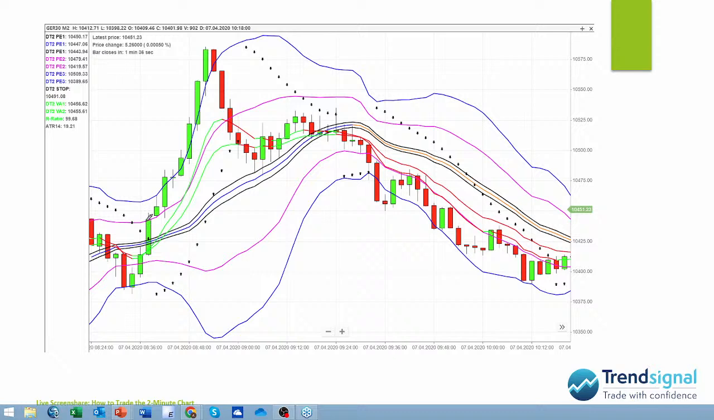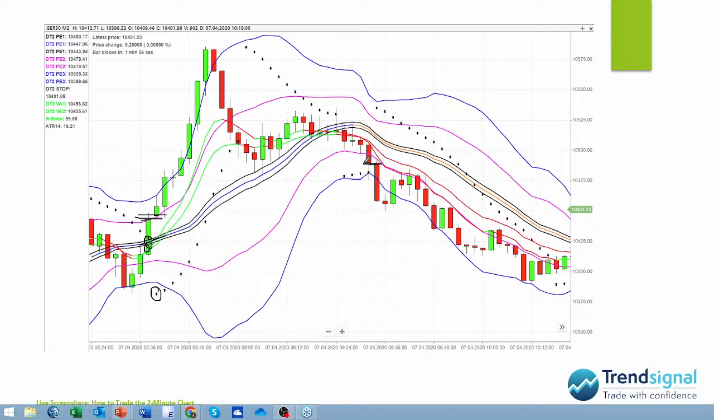Let me go through it one more time. There's a buy. Why? Price is above the halfway line. Number 2, lines are green. Number 3, that line is blue, the midline. And number 4, arrows are below us, pointing higher. 1, 2, 3, 4. There's a buy. And this is our dynamic trader buy trade.